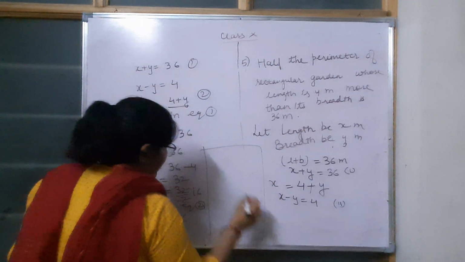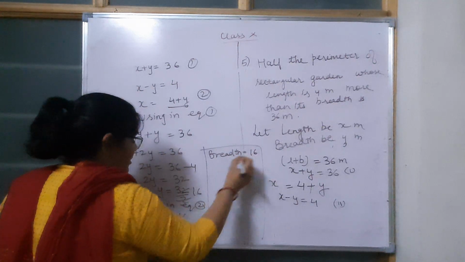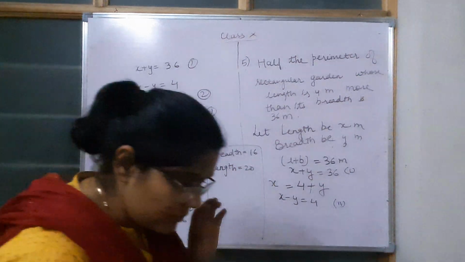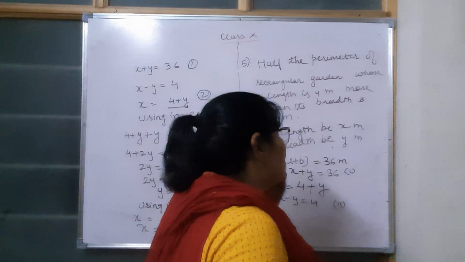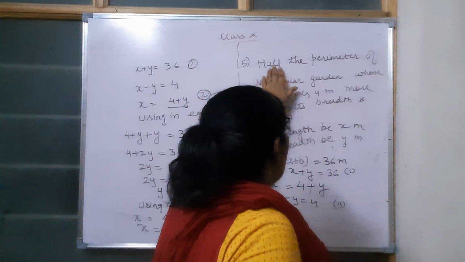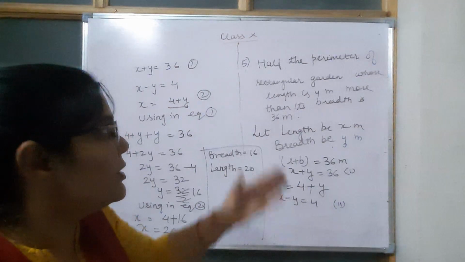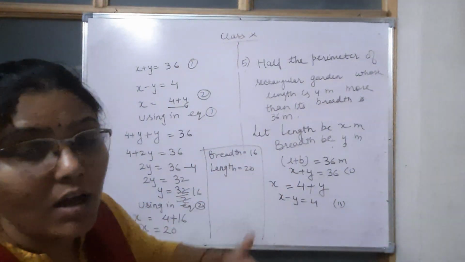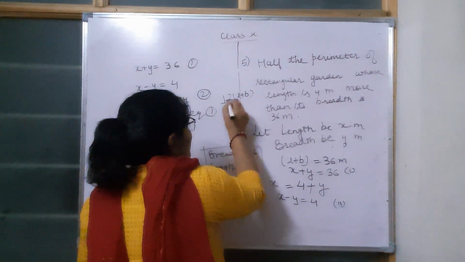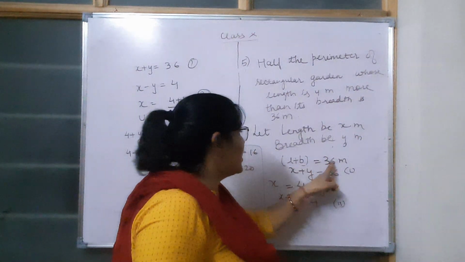So just look here. Breadth will be 16 and length will be 20. Again I am explaining. Here they are talking about two variables, length and breadth. So let length be x meter, breadth be y meter. Now half the perimeter. What is the perimeter of a rectangle? 2 into length plus breadth. But they don't want the perimeter, they want half. So when you take half, 2 will cancel with 2 and you will get L plus B. So L plus B is given to you as 36 meter.